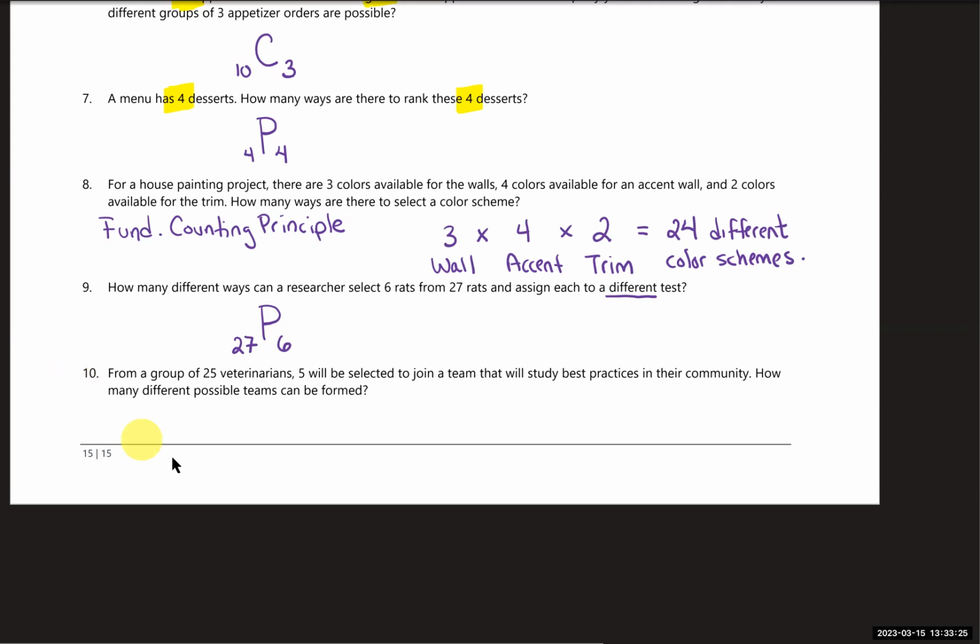So we're back to this idea of a team, which is just a collection of people. There's no ranking. It's just 5 equal people sitting on a team, a committee together. So that's going to be our combination. So we'll have 25 veterinarians, and we'll be picking 5 of those to serve on this team.